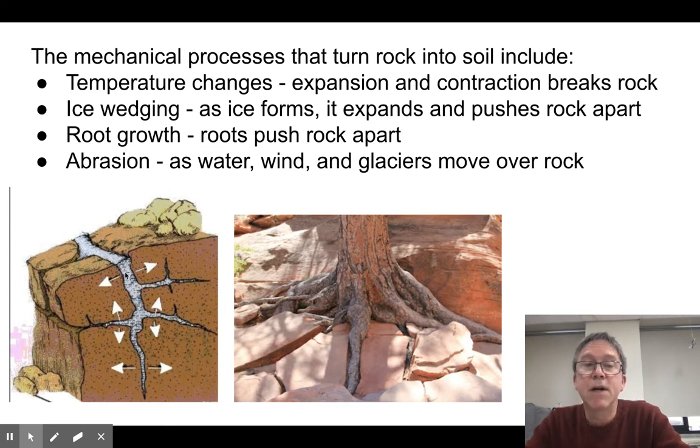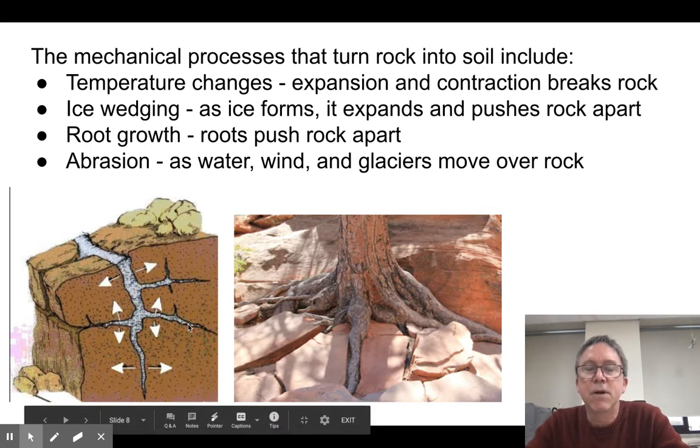But in the wintertime, when water gets in there, we get ice wedging. The ice forms, it gets larger, just like a can of soda in the freezer, and it pushes the rocks apart. Now roots will grow inside here, and as the roots grow in here, they'll further break it apart. And then you can also get abrasion. Abrasion is basically when it's being transported.